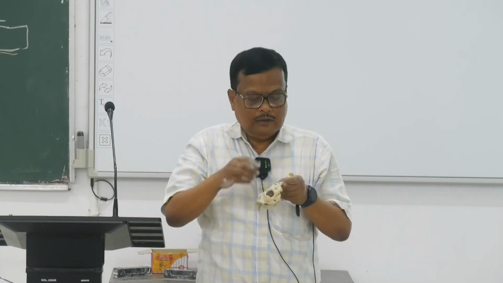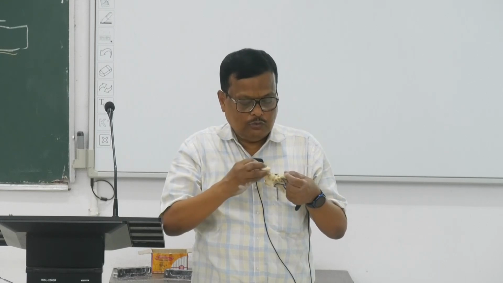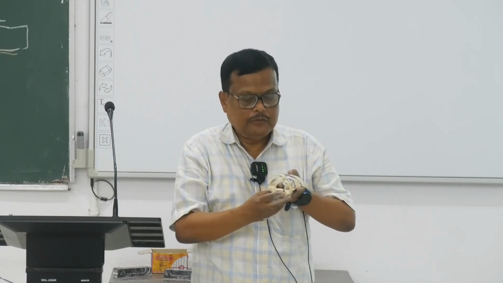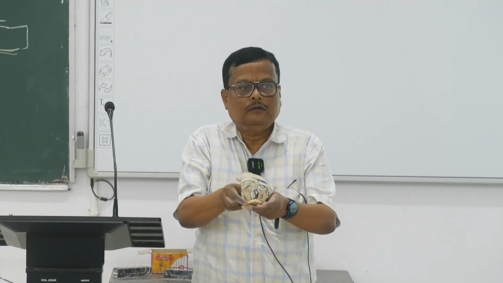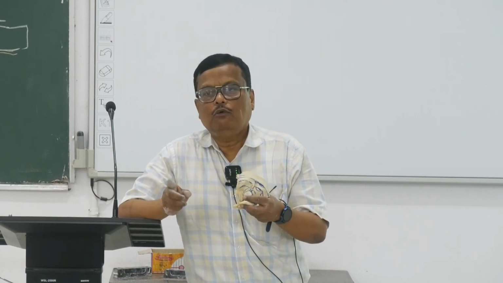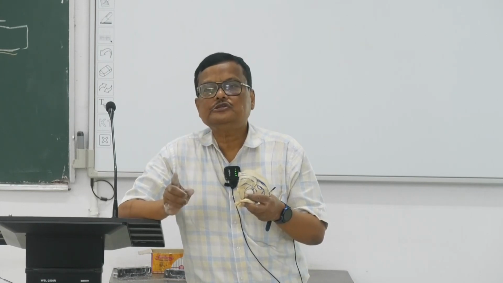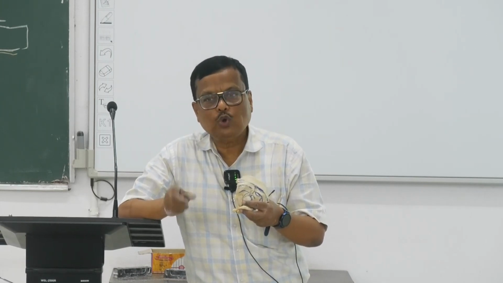So this occipital condyle articulates with the... you are looking from behind. This occipital condyle articulates with the oblique superior articular surface of the atlas vertebra to form the atlanto-occipital joint. Why is it called the atlanto-occipital joint? Because it is a joint between the atlas and the occipital bone. So it is called the atlanto-occipital joint. Type of joint, synovial.